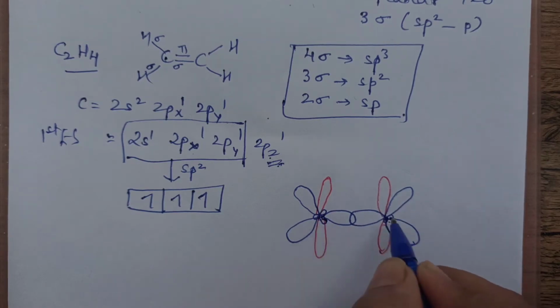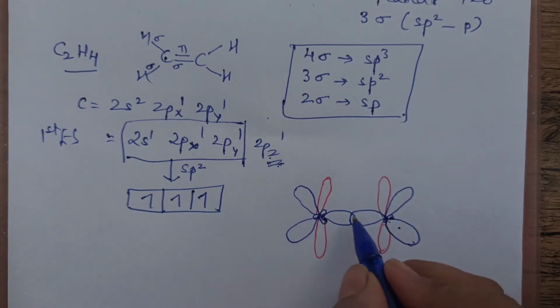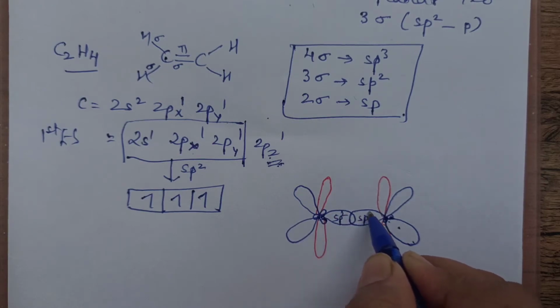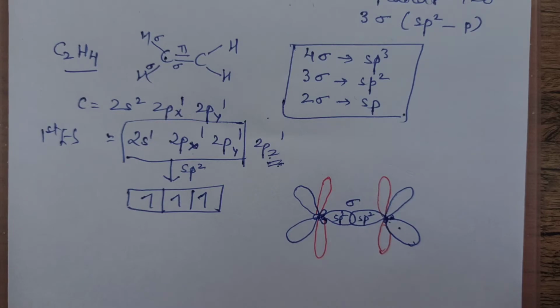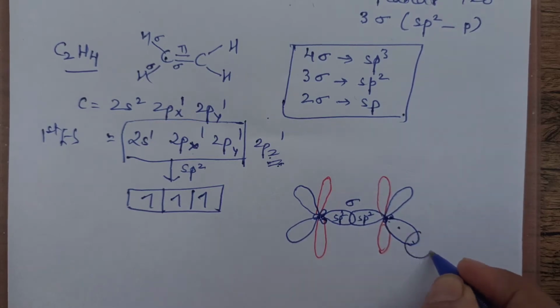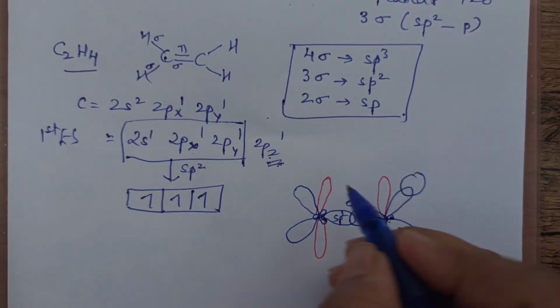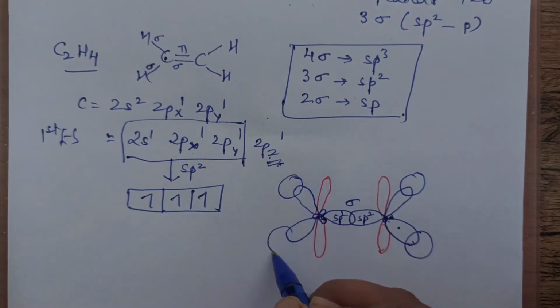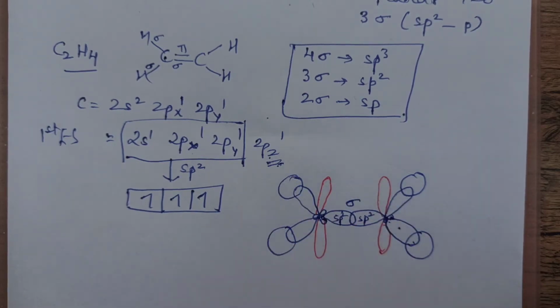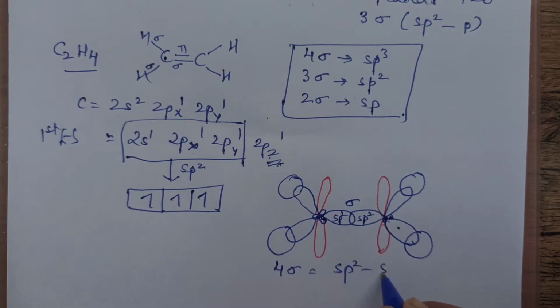This is one carbon, this is another carbon, right? So this is sp2 of one carbon, this is sp2 of another carbon. Between them there is one sigma bond, right? And the 1s orbital of hydrogen, here also 1s, here also 1s. So there are 4 sigma bonds around it. So total 5 sigma bonds are there. 4 sigma bonds are of the type sp2-s and 1 sigma bond is of the type sp2-sp2.